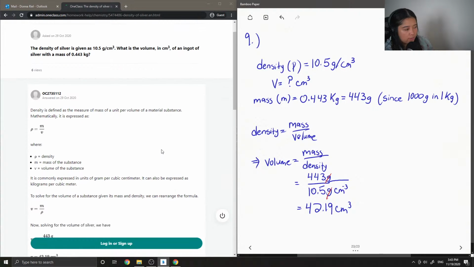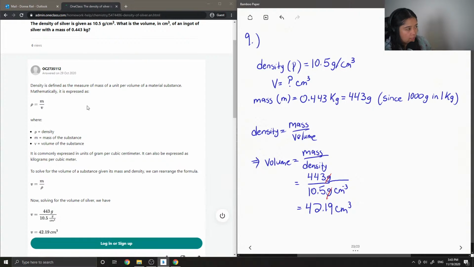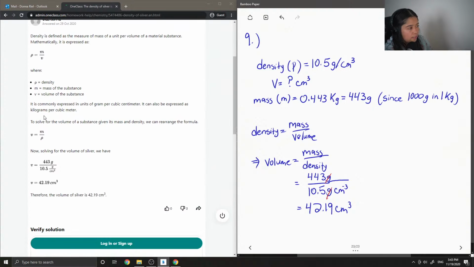Okay, so let's see what the junior tutor said. Density is defined as the measure of mass of a unit per volume of a material substance. Mathematically it can be expressed as density equals mass over volume. It is commonly expressed in terms of gram per cubic centimeter. It can also be expressed as kilograms per cubic meter.